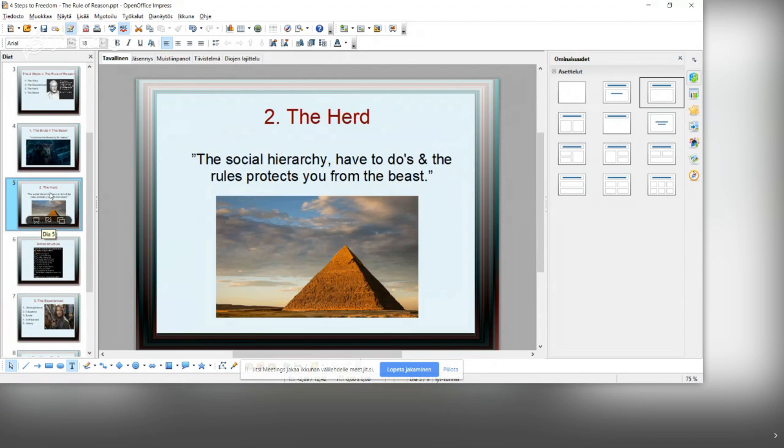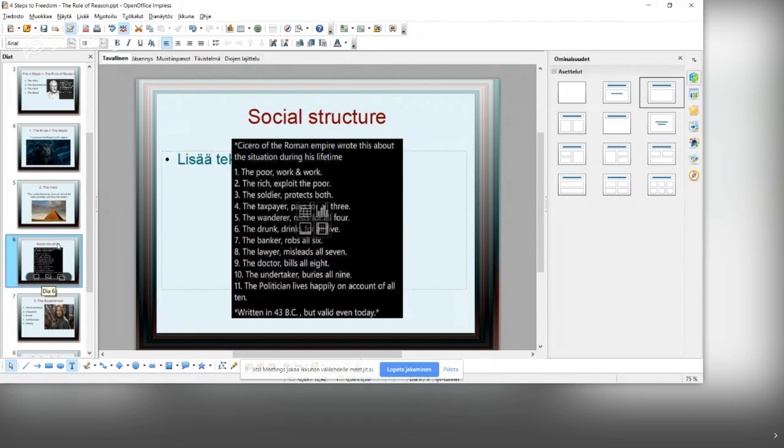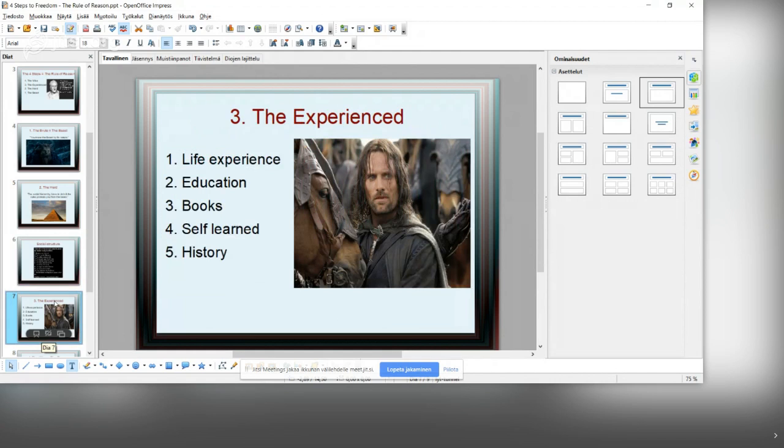Let's say you are at the herd stage: you believe in hierarchy, you believe in regulation, you believe in have-to-do's, and you are afraid of the beast. Basically, you have some sort of social economic standing, let's say you are a banker. Then when you meet the experienced ones, you are afraid of them, because they are considered to be at a higher level than you are. So then you might be a little bit scared.